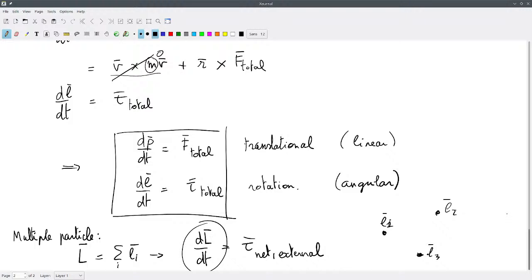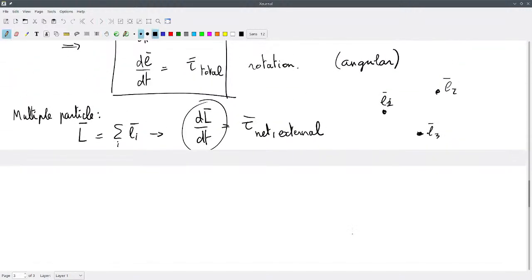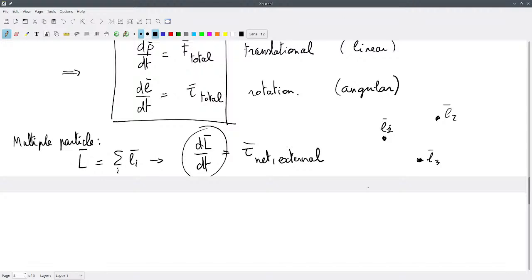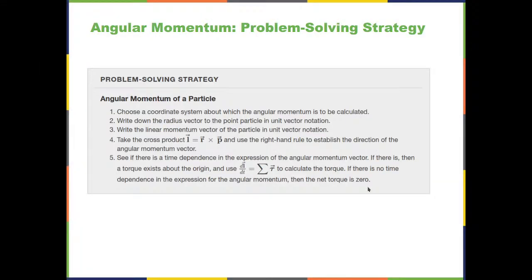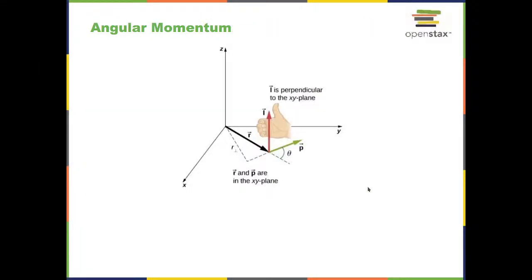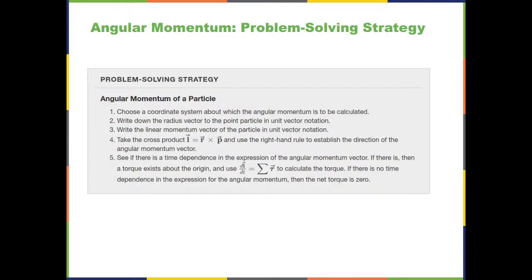So we have this for one particle, for multiple particles. The other thing that will be relevant is using this to calculate the angular momentum for rigid bodies, for extended objects. Before we go to that, let's see, angular momentum of a particle. So there's a problem-solving strategy again here.